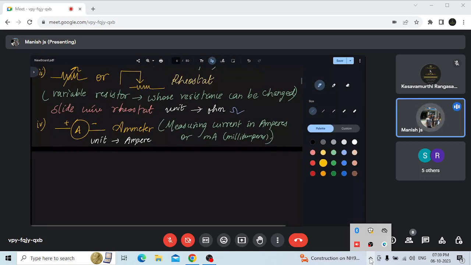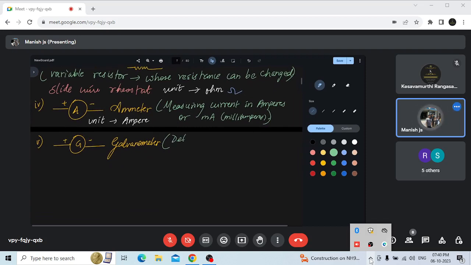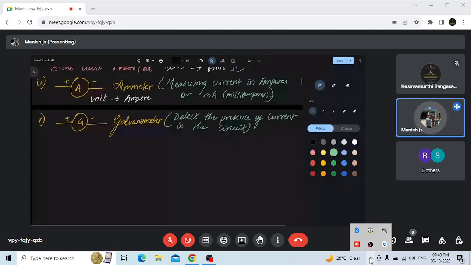Next, fifth one. What is this called? Galvanometer, sir. Very good. This is a galvanometer. And what is the galvanometer being used for? It is used to detect the presence of current in the circuit. So that is why we use a galvanometer.